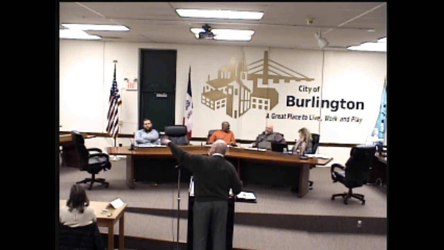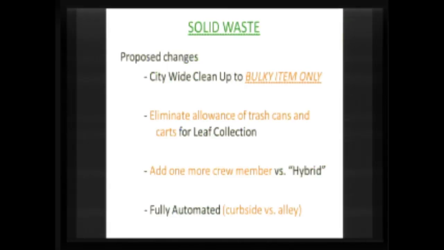So, this is what I would like to do. Next slide. Again, for the bulky item program only, I'd like to eliminate the allowance of trash cans and carts for the leaf collection program. Again, a hybrid program with a fully automated truck, I'm going to have to do some research and talk to some people. Absent that, if all we did was semi-auto, which is what we've got, I'd want an extra man to continue the program. But that remains to be seen.